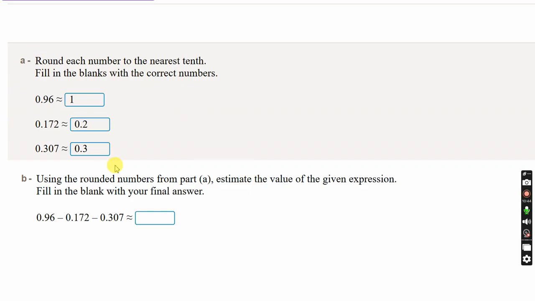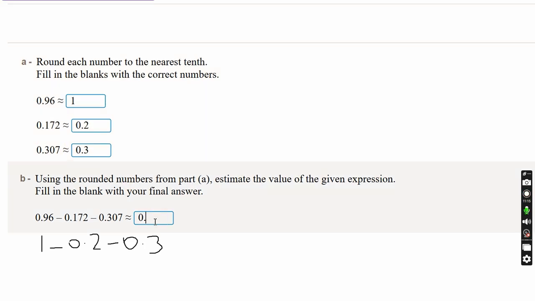Then at the bottom, you're just going to do subtraction. Now, instead of writing 0.96 minus 0.172 minus 0.307, you'll get confused because they want your approximation. So this will be 1 minus 0.2 minus 0.3. So when you subtract this, again, you'll just stack them up against each other, whatever you want. You can even do it that way, or you can do it the other way. So if you do 1 minus 0.2 minus 0.3, you'll get 0.5.